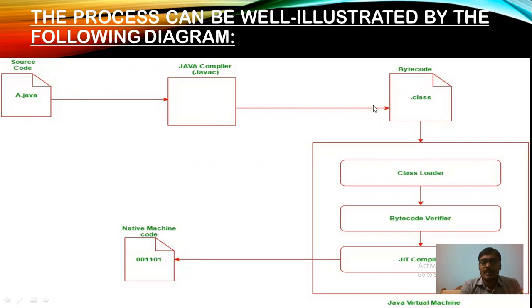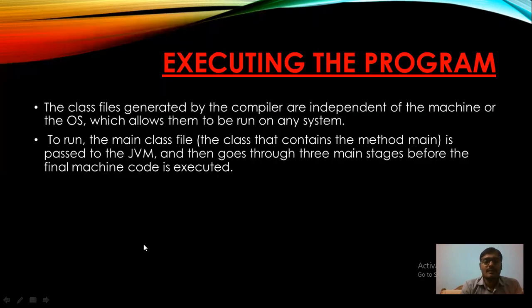It converts it into the bytecode, then it is passed to the JVM, Java Virtual Machine, and finally the Java Virtual Machine converts it into the machine code in the form of 0 and 1.